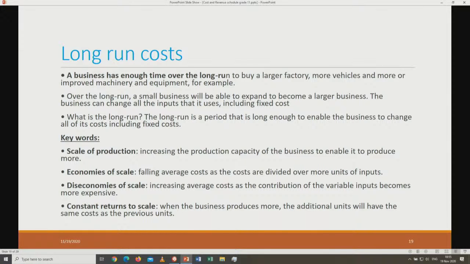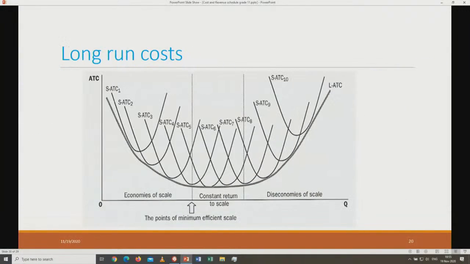Now I want to show you this concept in a graph called the scale of production graph. Look at this graph now. On the horizontal axis we have our output as usual, which is Q, and on the vertical axis we have our cost. Specifically, this is the long run average total cost. We call it LATC.